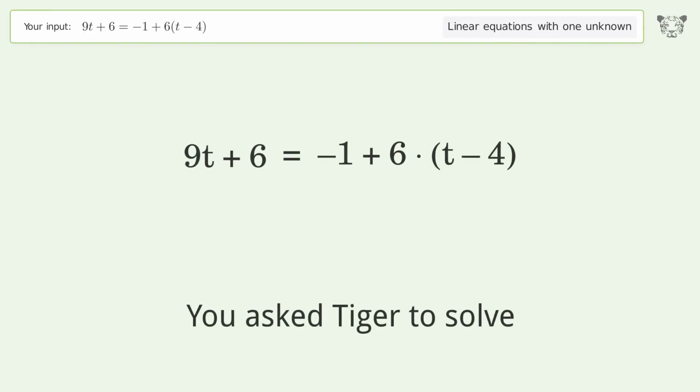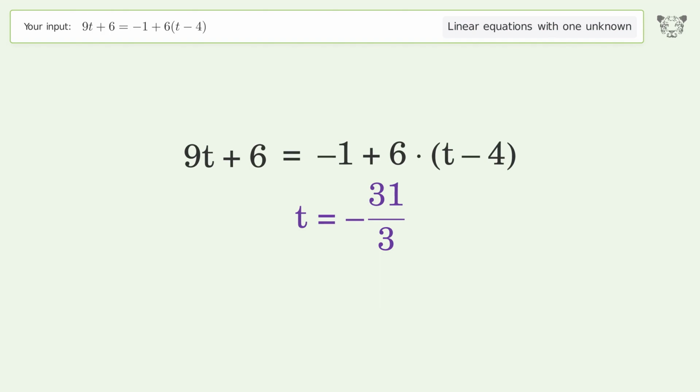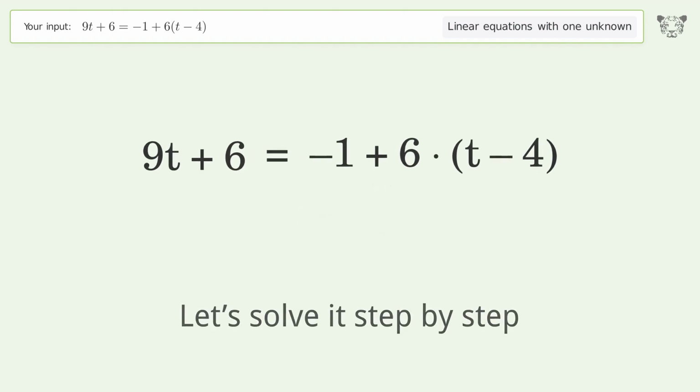You ask Tiger to solve this. This deals with linear equations with one unknown. The final result is t equals -31/3. Let's solve it step by step.